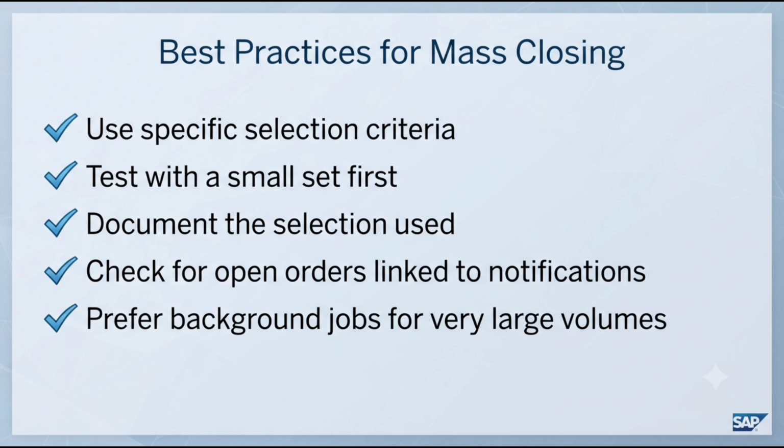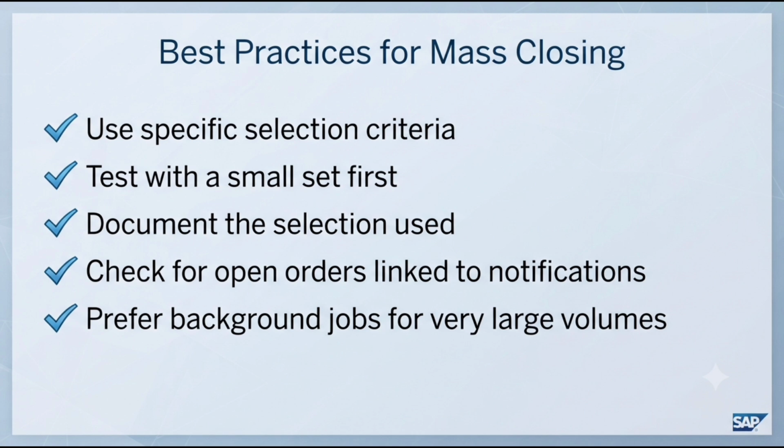Always start with a small test selection to confirm that the process works as expected. Use specific selection criteria rather than broad ones to avoid selecting the wrong notifications. Document the selection criteria you used so that the action can be audited later. Before closing, check whether any selected notifications are still linked to open orders.